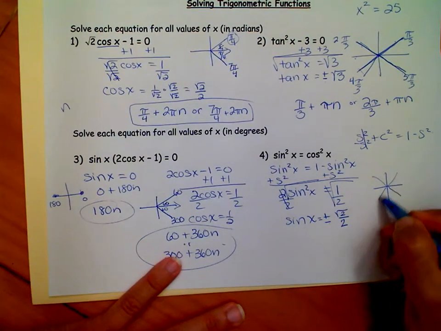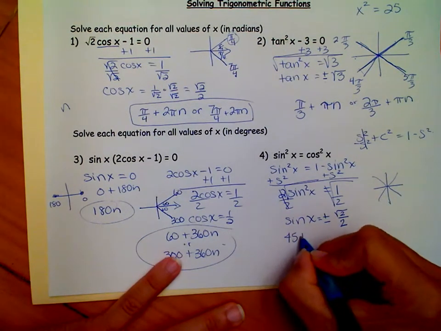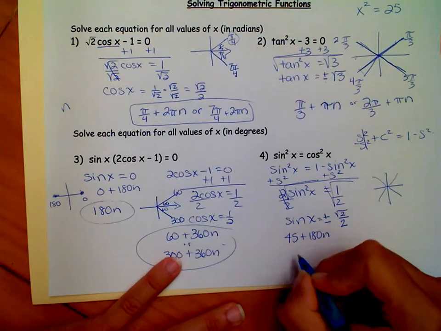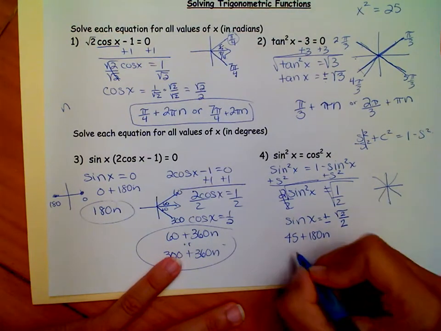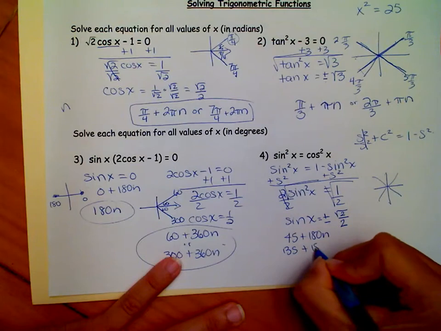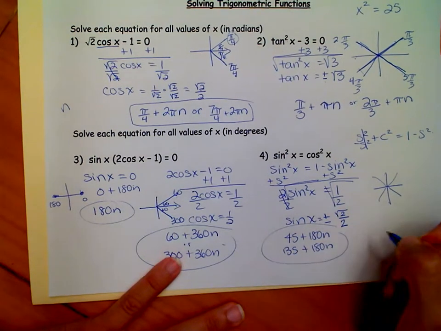So these are, again, 180 apart, so I can say 45 plus 180n, or I can say, where's this one, 135 plus 180n. And those would be my answers.